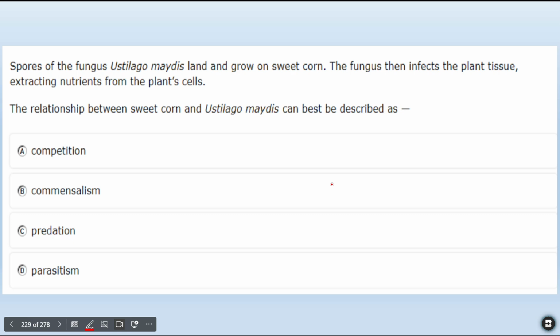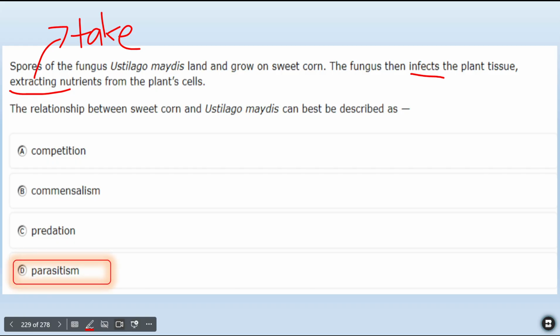So, spores of the fungus Ustilago mitis land and grow on sweet corn. The fungus then infects the plant tissue, extracting nutrients from the plant cells. The relationship between sweet corn and Ustilago mitis may best be described as, look at some key words here. Words infect, extract. Extract means take. So this is an example of a parasitism relationship.